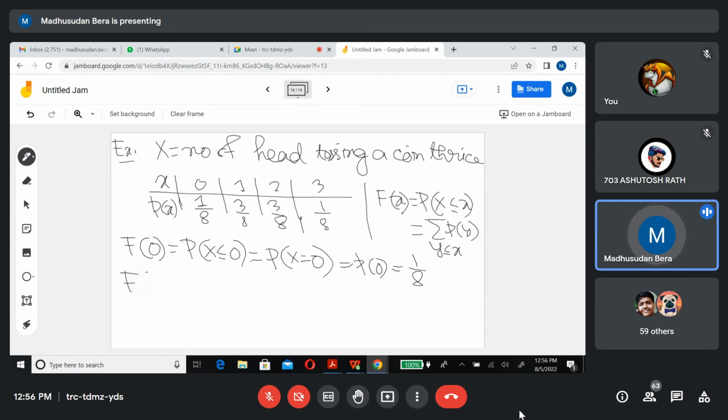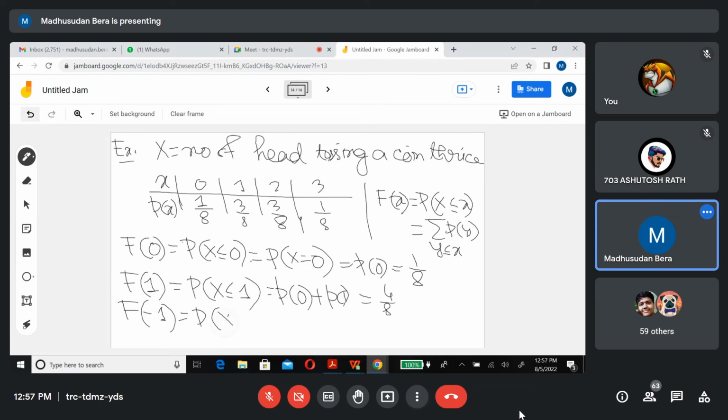What is F of 1? Probability of x less than or equal to 1. How many values are there? 0 and 1. So p0 plus p1, 1 by 8 plus 3 by 8, 4 by 8. What is F of 2? F of 2 I will calculate later. What is F of minus 1?